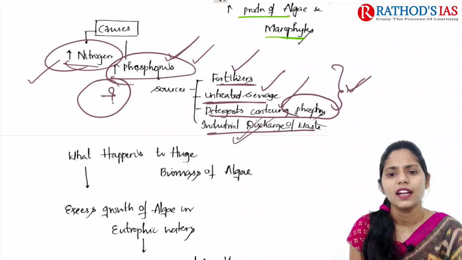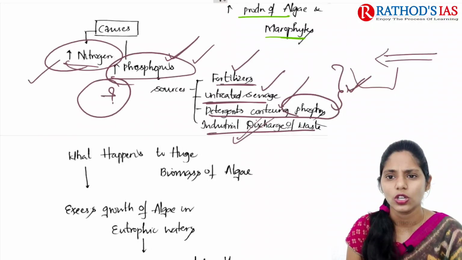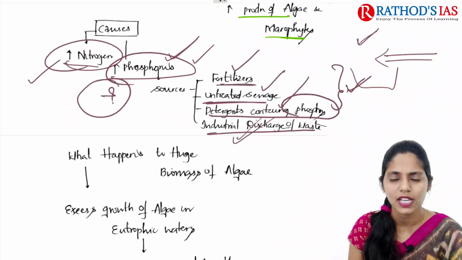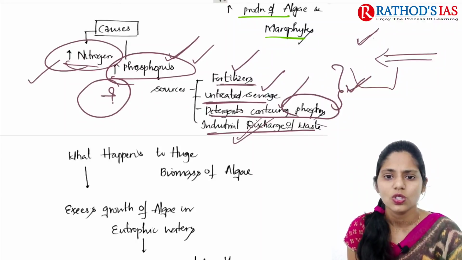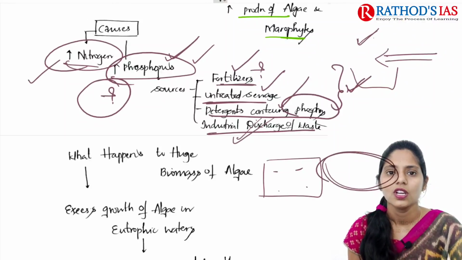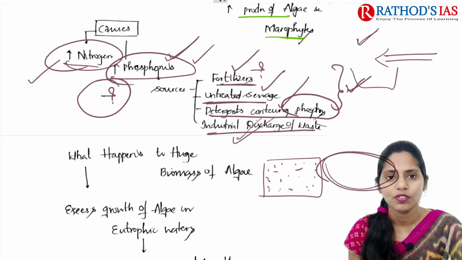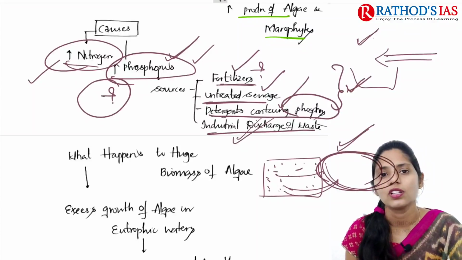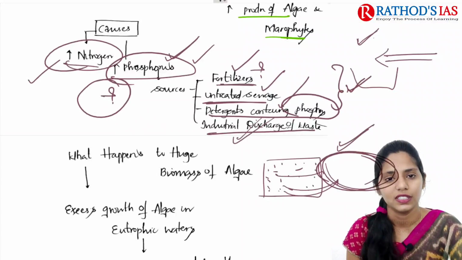You can understand that whenever any industrial waste is discharged into nearby water bodies, if it contains phosphorus, that will lead to phosphorus enrichment. How do fertilizers contribute? If there are fields here and a water body here, whenever there is increasing use of fertilizer and some rainfall, water will be discharged into this water body, and that will also lead to an increased concentration of phosphorus.